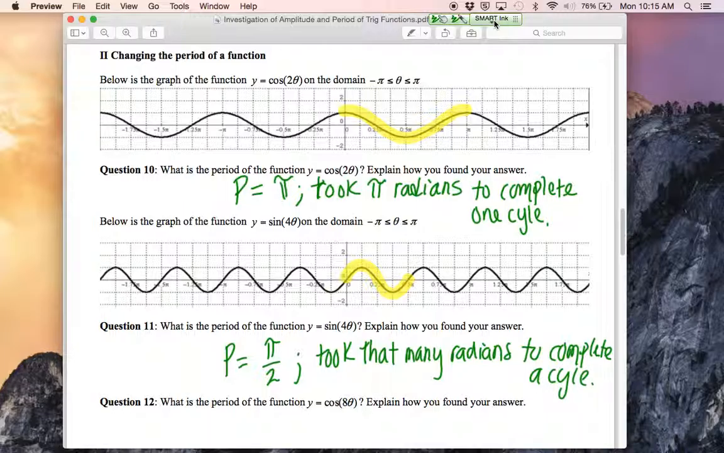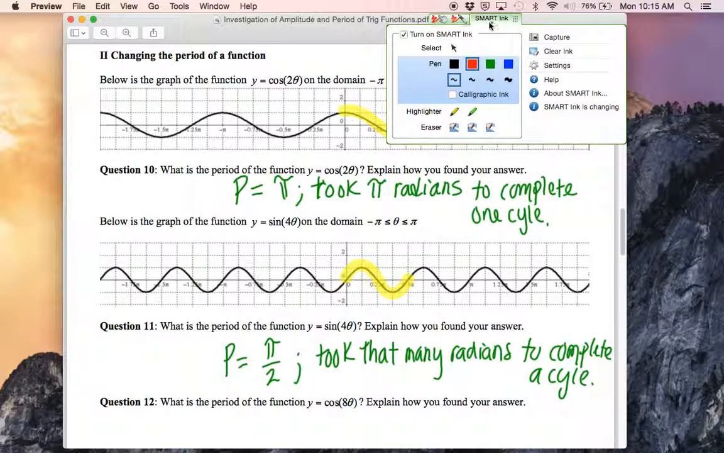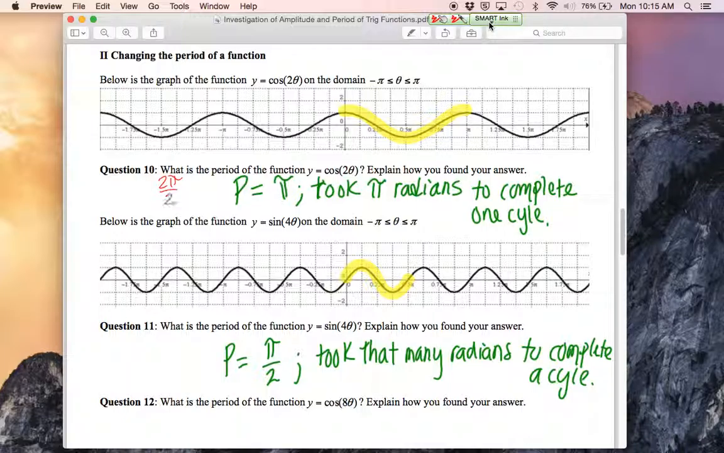What is the period of this function? Well, what I'm noticing is that it's taking the normal period and dividing it by this number out front. So my normal period for cosine is 2 pi. Well, here, notice this is just 2 pi divided by 2. It's dividing by this 2. That's how we got pi here. Notice that this is just my normal period divided by this 4. That's how we got pi over 2. So on number 12, it's going to be my period, which is normally 2 pi, divided by the coefficient, which is 8. So my period is now pi over 4.